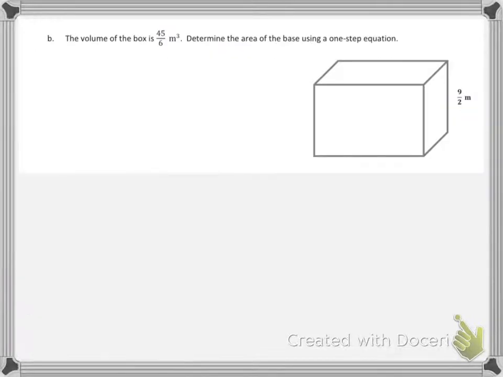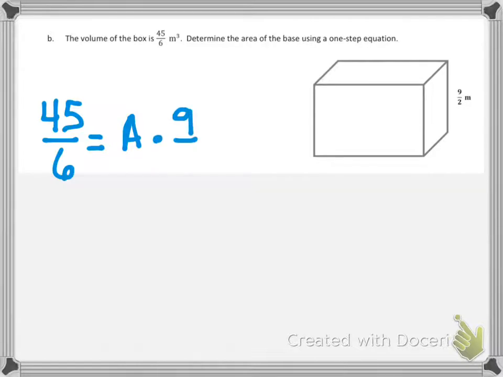Okay, exercise 1B. Same thing here. We've got the volume equals 45/6. And the area of the base we don't know now, so we're going to leave that in A. But we do know the height, and the height is 9/2. Okay, so we have that from our volume formula.